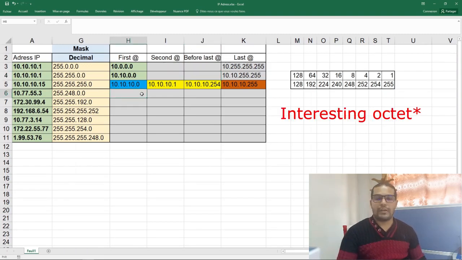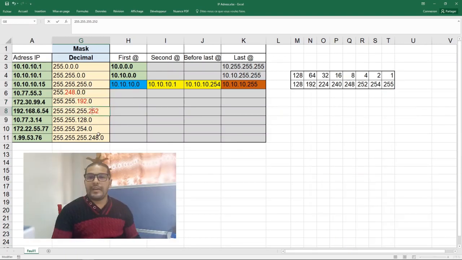Where we need to do a calculation is where we have an interesting octet in the mask. For example, here we have an interesting octet of 248. Here we have an interesting octet of 192. Here we have 252. In these cases, we need to use our helper table in here. How are we going to do that?